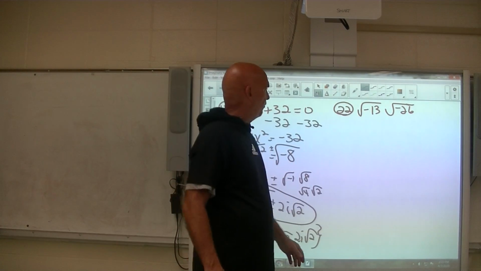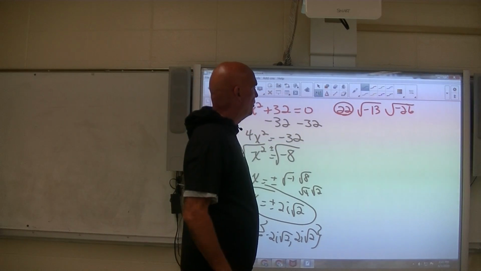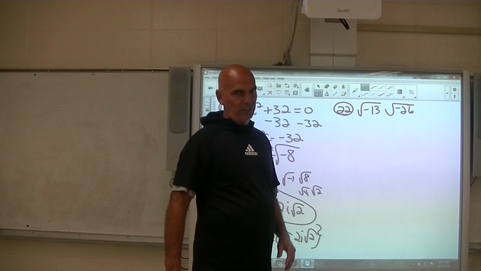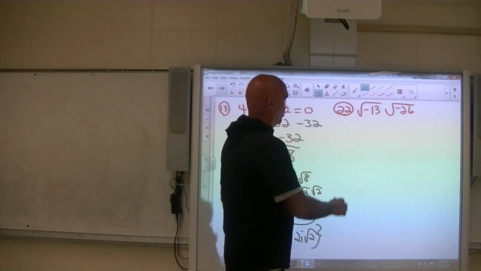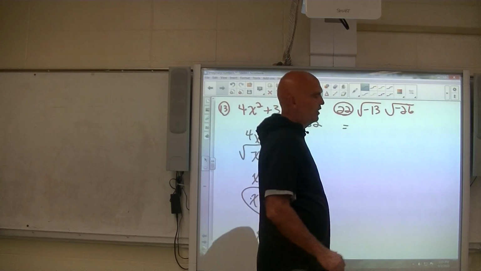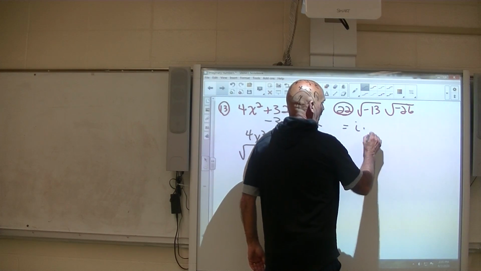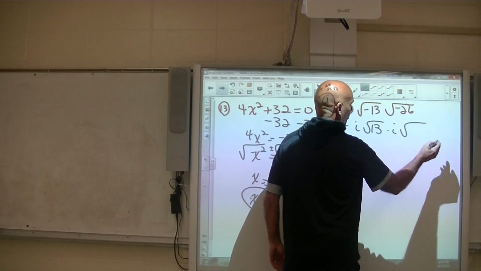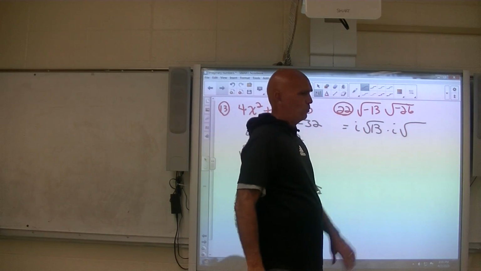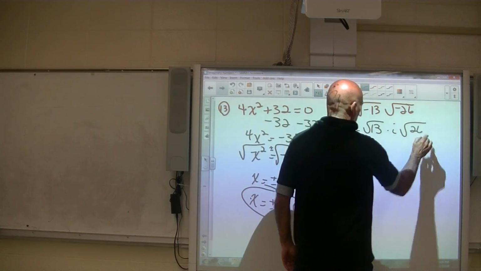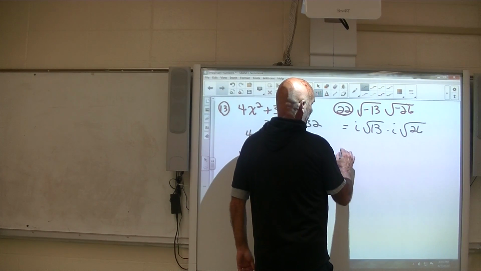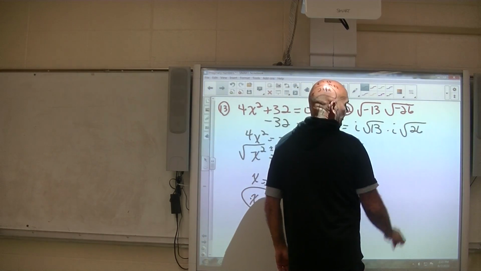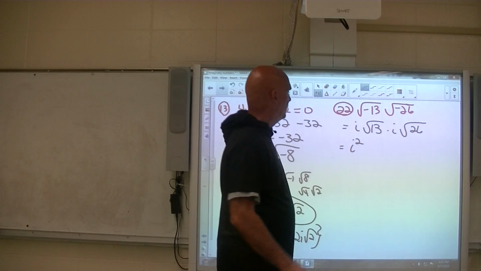Here the instructions were to simplify the square root of negative 13 times the square root of negative 26. This is one of those cases where you multiply two imaginary numbers together and you come out with a real number. Let's see how it works out. The square root of negative 13, you break up into i times the square root of 13. This is times i times the square root of 26. When you multiply these two together, you get i squared right there. 13 times 26 is whatever it is.